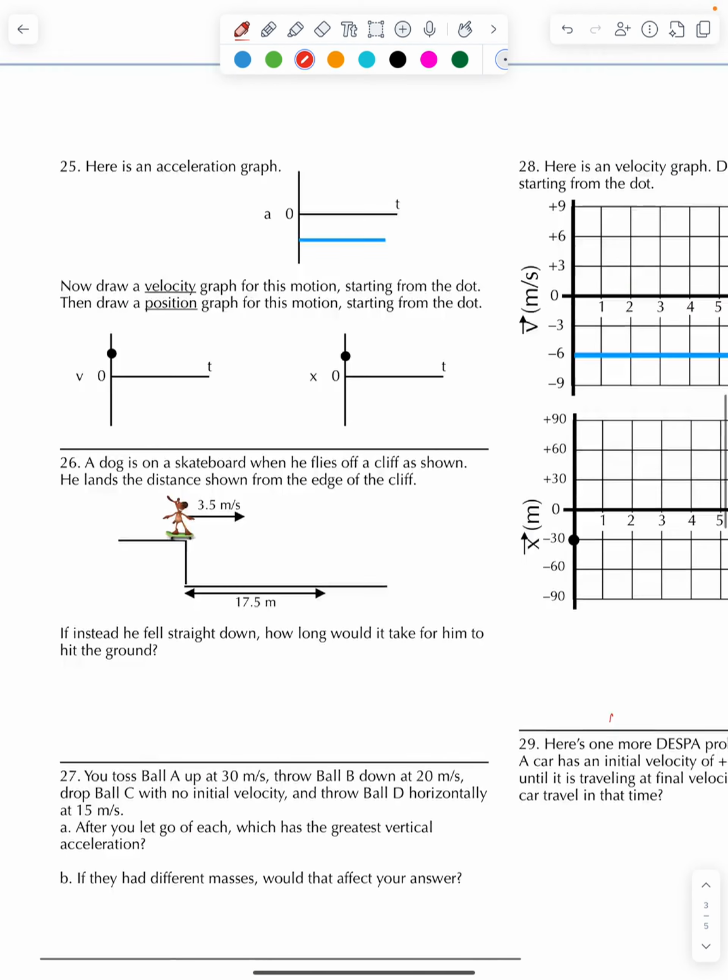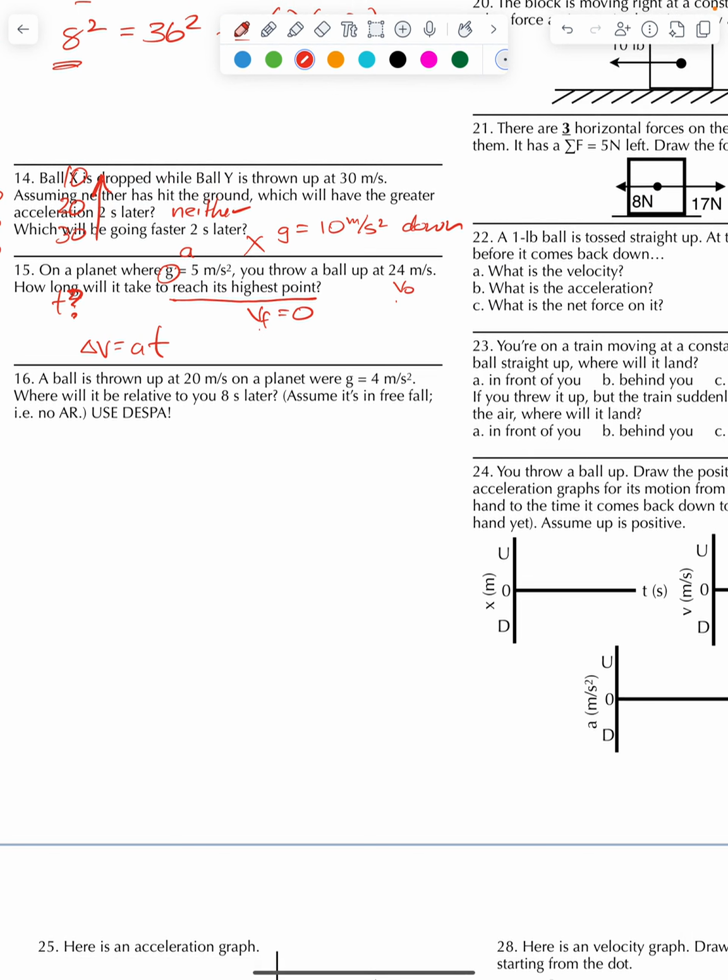Okay, so we'll do it with the original one, delta V equals AT. Now A, remember, is just the acceleration due to gravity. So the time is just going to be the change in velocity over the acceleration. Well, what's your change in velocity? It was going 24 up and it ended 0. So I'm not going to worry about the sign. So I'm just going to call it 24 meters per second.